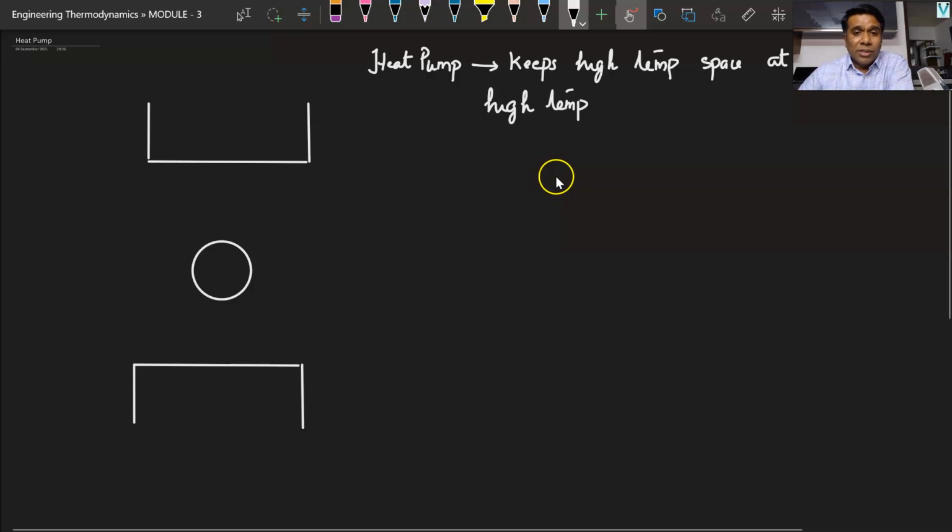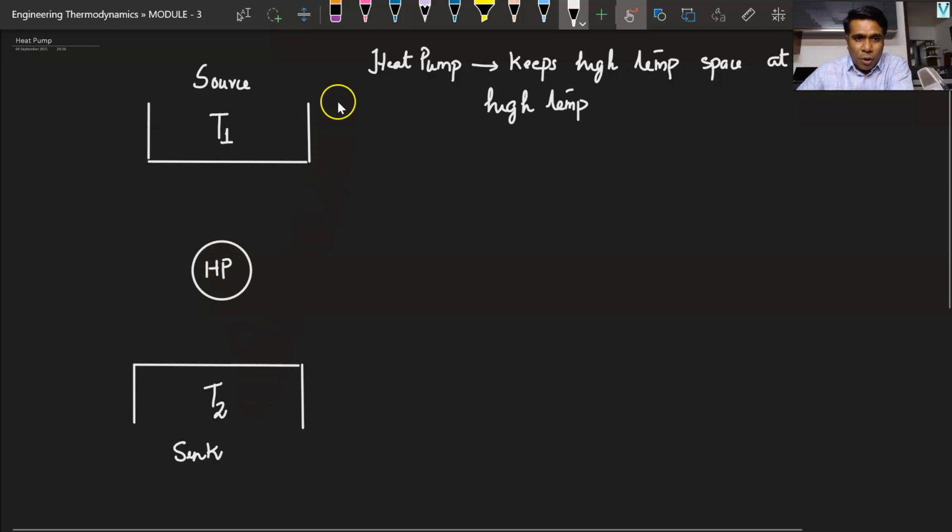Now, how does a heat pump work? Same block diagram I am using. Source, which is the high temperature reservoir, say T1 is the high temperature. Sink, which is the low temperature reservoir, where we use T2 for low temperature, and we are installing a heat pump.